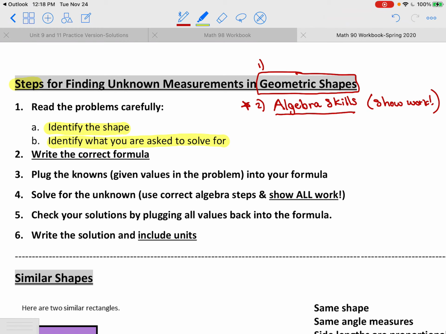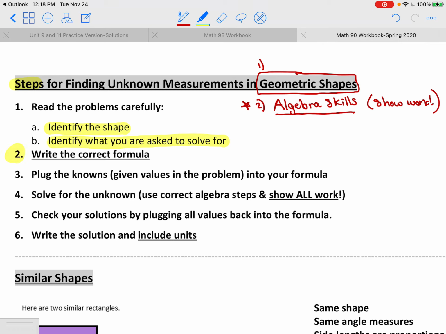Secondly, identify what you're being asked to solve for. Maybe it's very specific: solve for the width, solve for the length, solve for the perimeter. Maybe it's asking you to solve for the cost of trim. Well, trim equals perimeter. So sometimes you have to use your knowledge of what the wording means and equate it to whichever formula is the correct one.